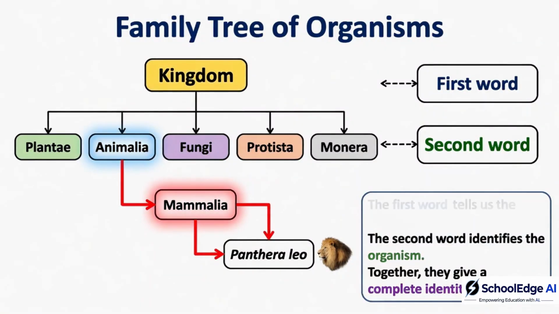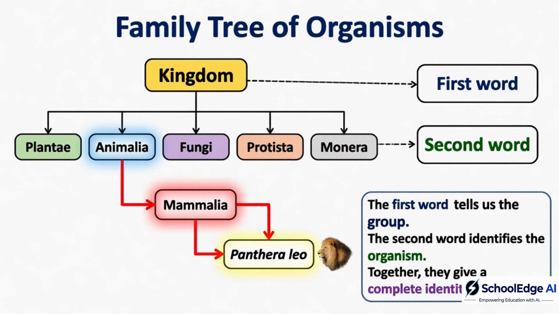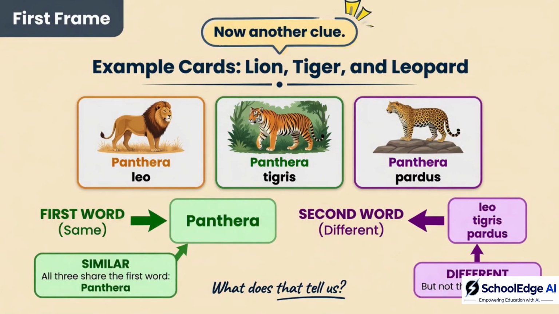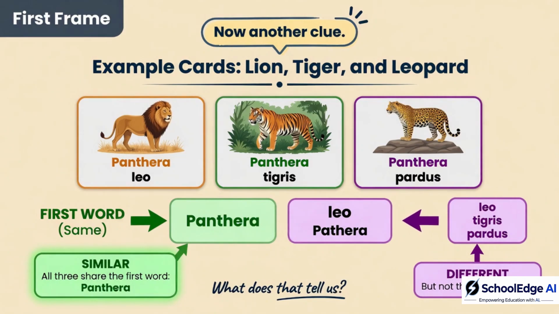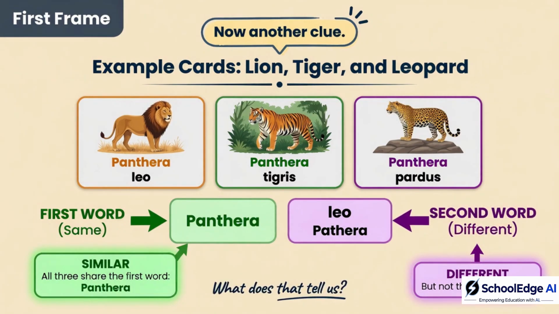Second clue. The first word tells us the group. The second word identifies the organism. Together, they give a complete identity. Now another clue. Some organisms share the first word, but not the second. What does that tell us?